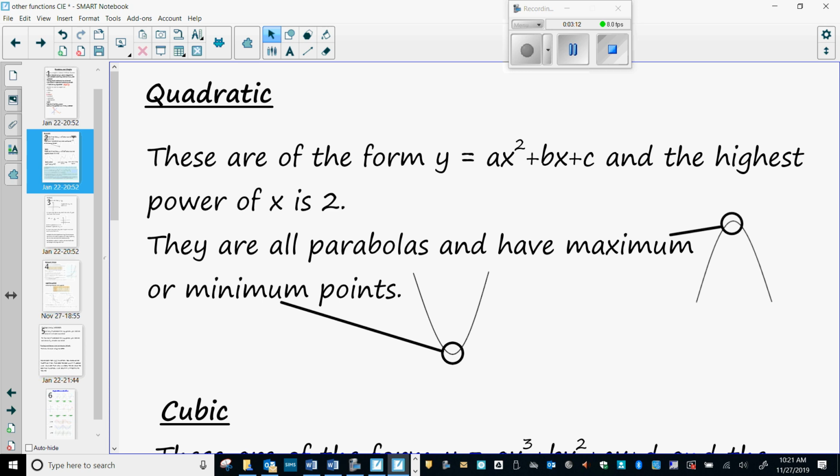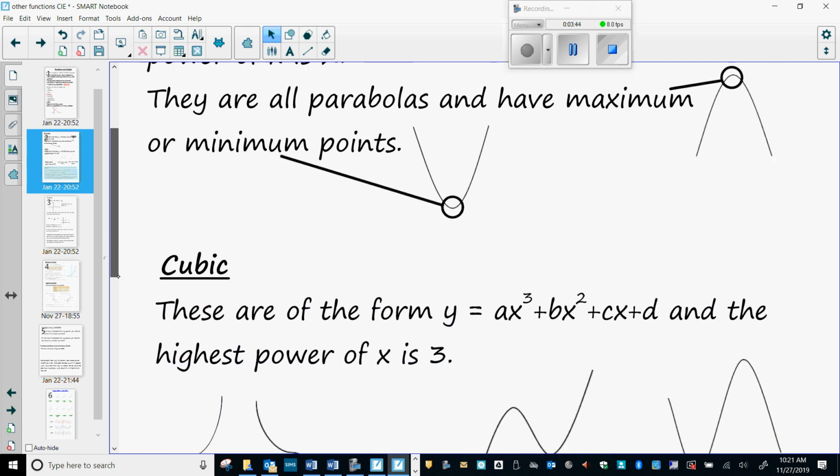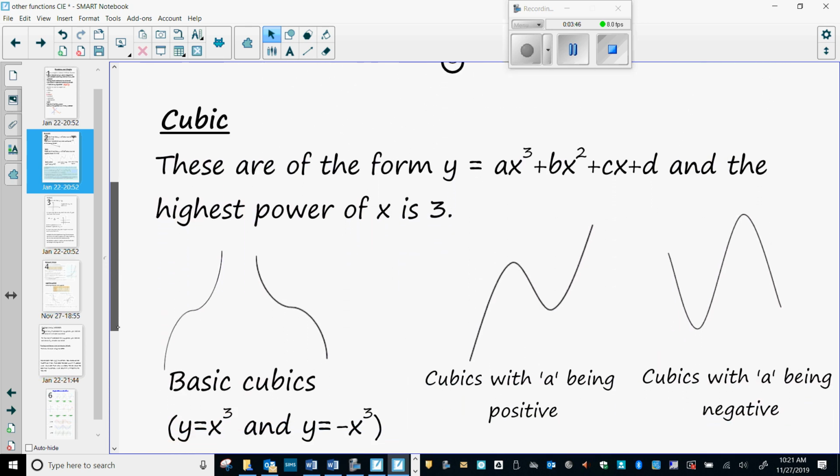Quadratic. So these are the ones we've just been looking at. So that's where you've got the highest power of x is an x squared. We've got either maximum or minimum points. Remember what feature decides if it's positively happy or negatively sad? The value in front of the x squared, yeah. Okay, so if that value of a is positive, then it's going to look like this, positively happy. And if this value of a is negative, it's going to be negatively sad. Okay? Again, I'm not going to go through that too much because we've just discussed quadratic.